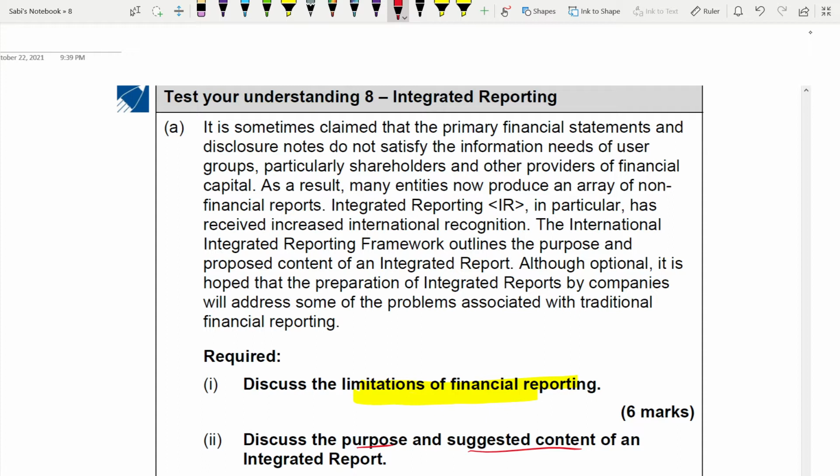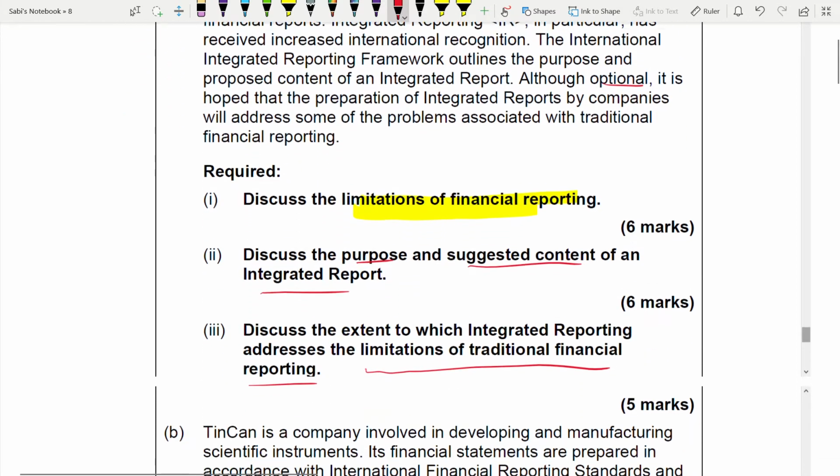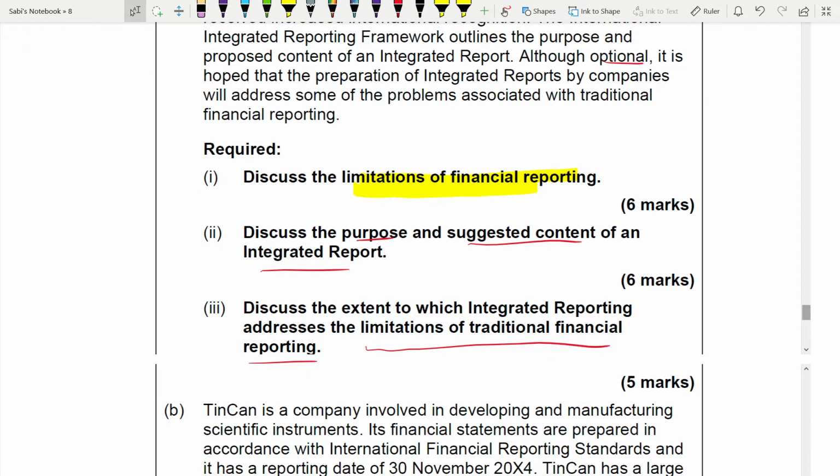So, the IIRF outlines purpose and proposed content, although optional. It is hoped that preparation of integrated reporting by companies will address some of the problems associated with traditional financial reporting. Why did integrated reporting come into the picture? Because there were some limitations in the financial reporting that were faced by the stakeholders. That's the reason. But that does not mean integrated reporting eliminates the problem entirely. No, it reduces the problem up to some level, but it cannot eliminate the problem. Some inherent limitations will be there even after integrated reporting. Now start with the limitations of financial reporting.